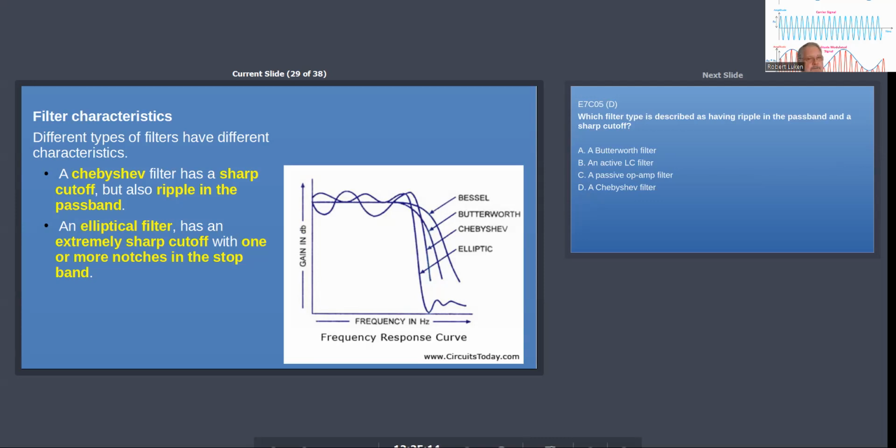And the elliptic filter is the steepest for the same number of stages. But you not only get some ripple in the passband, you get a lot of ripple in the stop band. They don't show that much here, but typically you'll see much higher ripples out there. So certain frequencies, it won't reject as much as others.